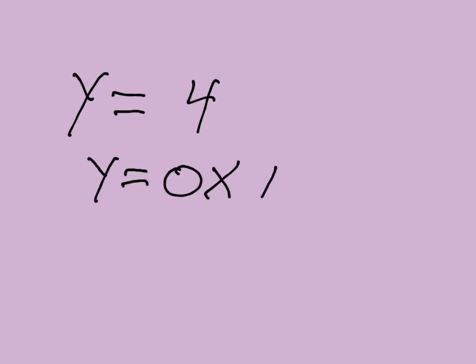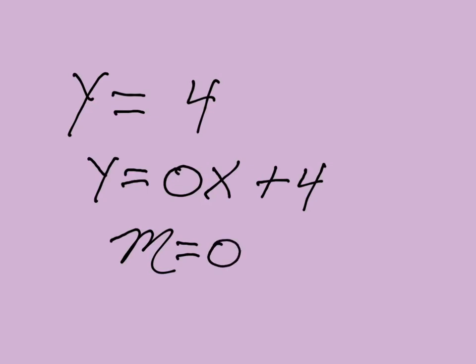And then we have a similar type thing, but what if we have y equals 4? Well, that really is the same thing as y equals 0x plus 4. And that 0x just goes away, so we just end up with y equals 4. So that means that m, in this case, is equal to 0.